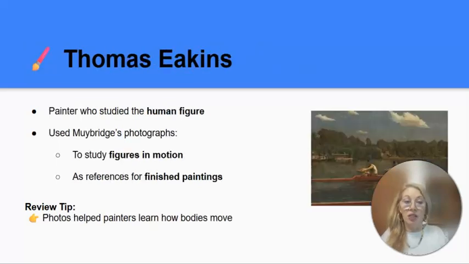Thomas Eakins was an artist that we talked about. He was a painter who studied the human figure. He used the photographs by Muybridge to study figures in motion, and he used them as references for finished paintings.